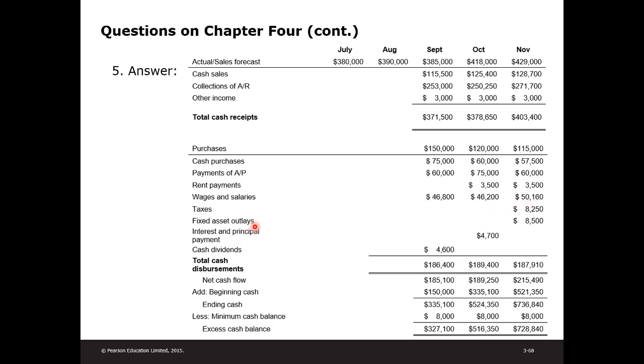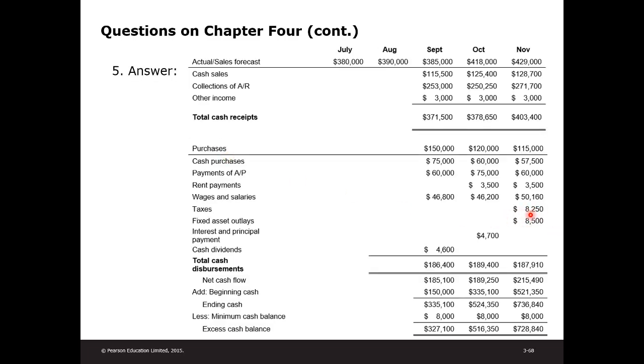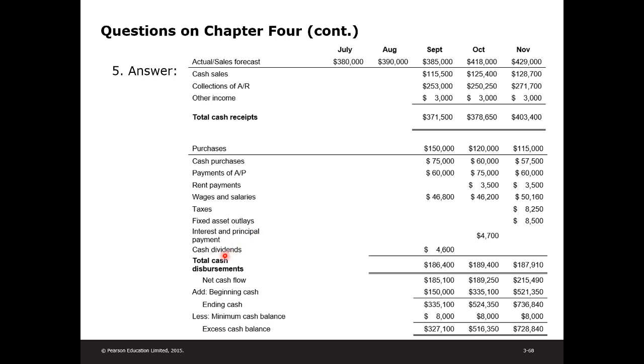Next, we have taxes, which is a fixed amount as given here, $8,250 due in November, and this is where we should put it. Next, we have fixed asset outlays, which total $8,500, which will be paid also in November. Then we have interest and principal payments, which is only one payment in October. And finally, we have cash dividend to be paid in September, also one time only.